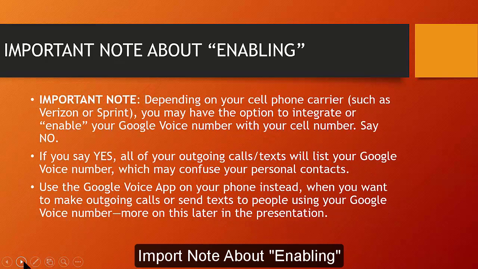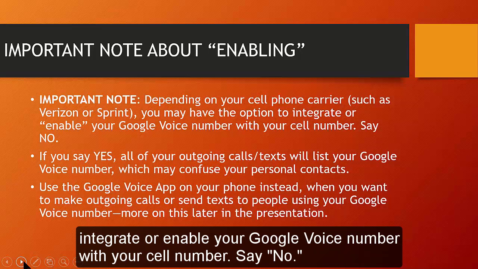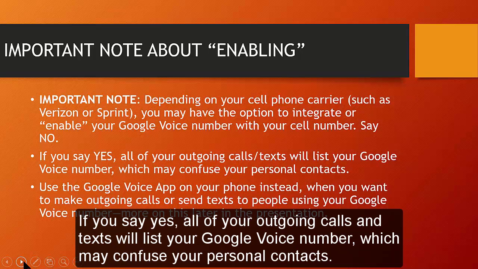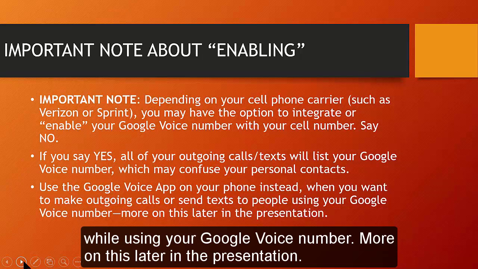Important note about enabling. Depending on your cell phone carrier, such as Verizon or Sprint, you may have the option to integrate or enable your Google Voice number with your cell number. Say no. If you say yes, all of your outgoing calls and texts will list your Google Voice number, which may confuse your personal contacts. Use the Google Voice app on your phone instead when you want to make outgoing calls or send texts to people using your Google Voice number. More on this later in the presentation.